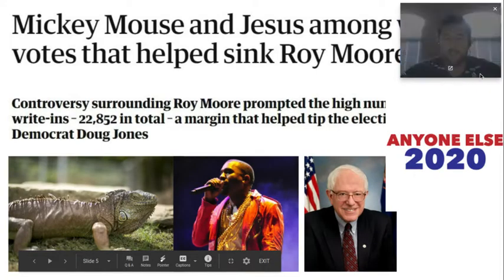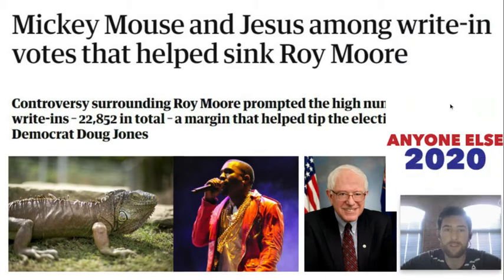As I mentioned before, there have been some very interesting write-ins. Literally, when you are able to vote, you'll notice that there's a write-in section where you can write in anyone's name that you want. If you write that person's name in, you are voting for that person.